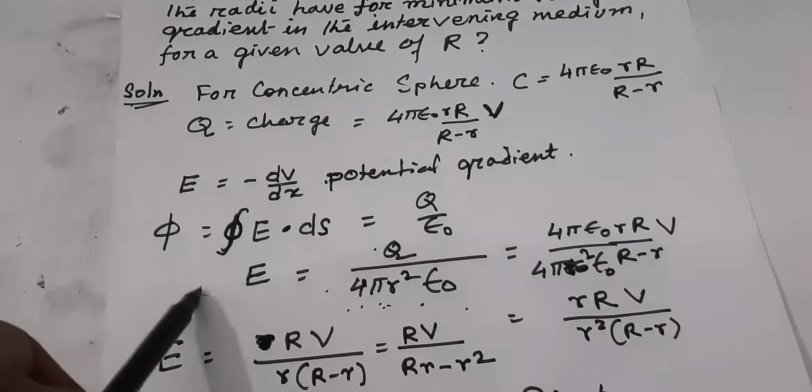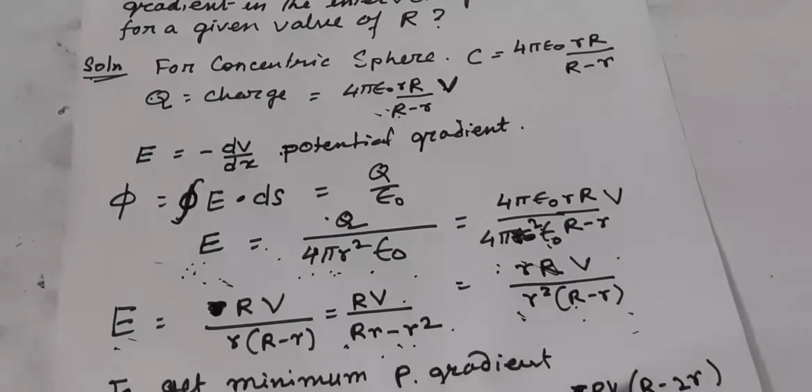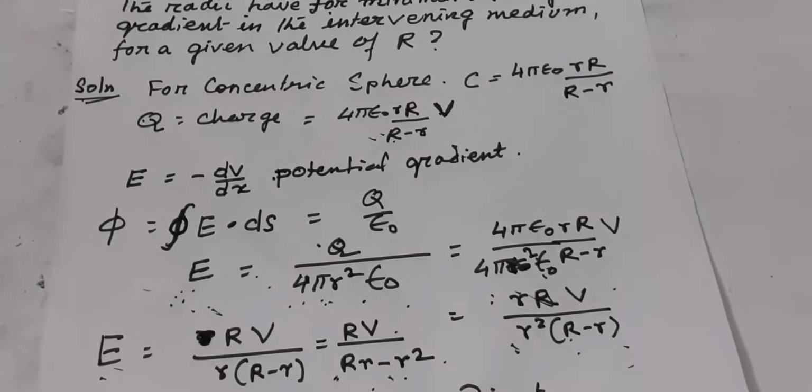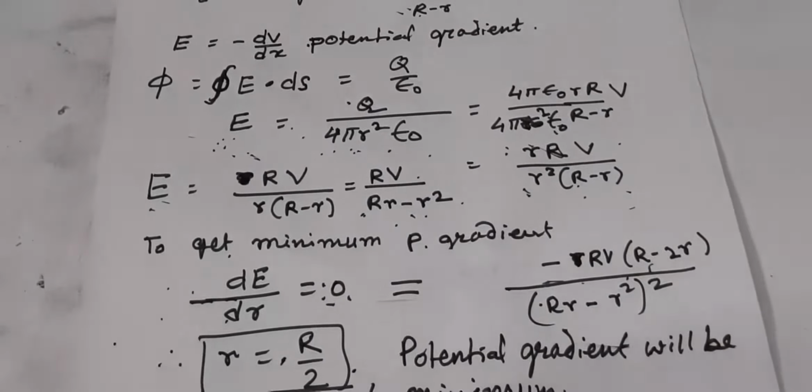Now we have to find dE by dr, which set to 0 will give the maximum gradient position. After differentiation we have to make it 0, then smaller comes out as bigger by 2. I mean the potential gradient will be minimum when smaller equals bigger by 2. That is very important. This is a good problem, take care of it.